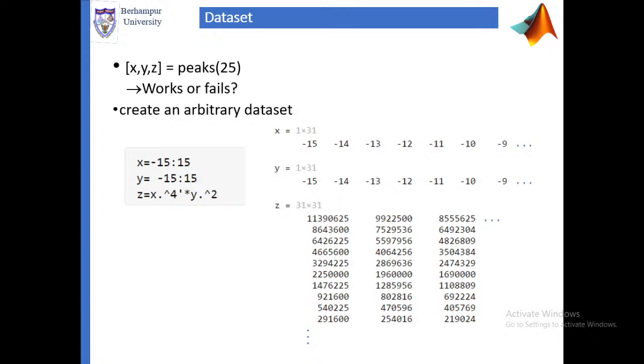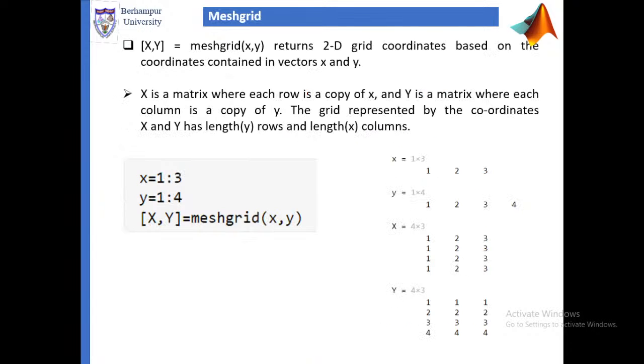If you have 10 x and 5 y, you will have a grid of 50 xy pairs. So for each x and y point, you will have a corresponding z value. Okay, now go back.